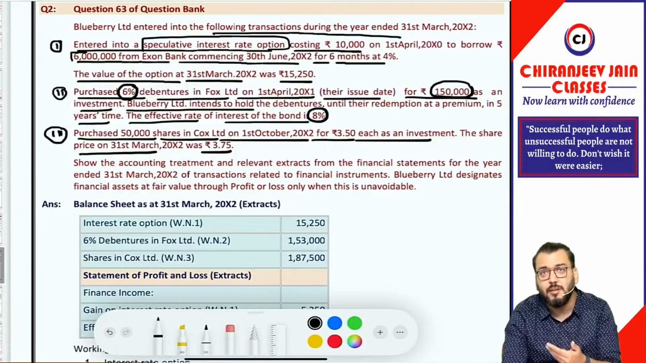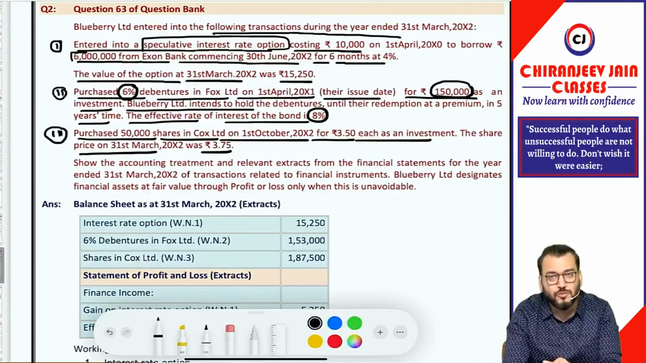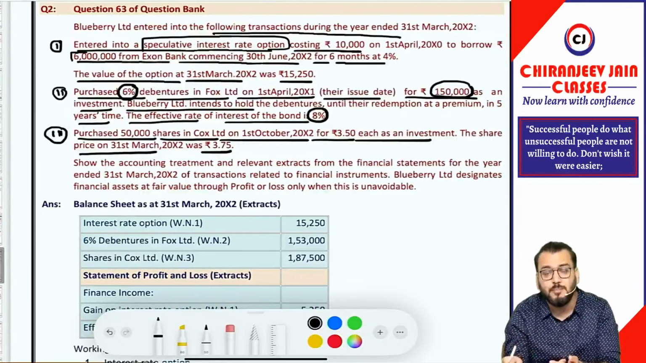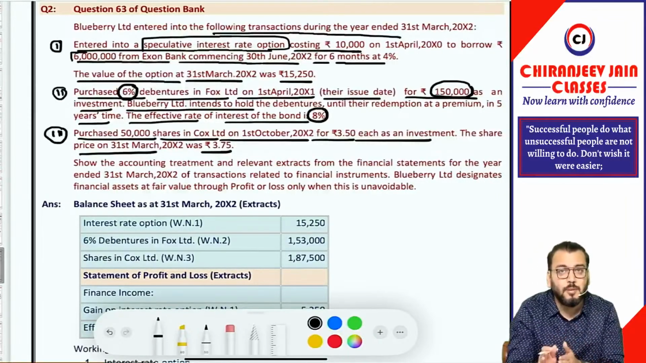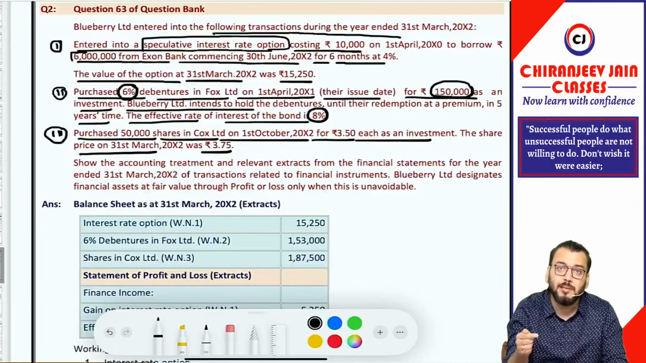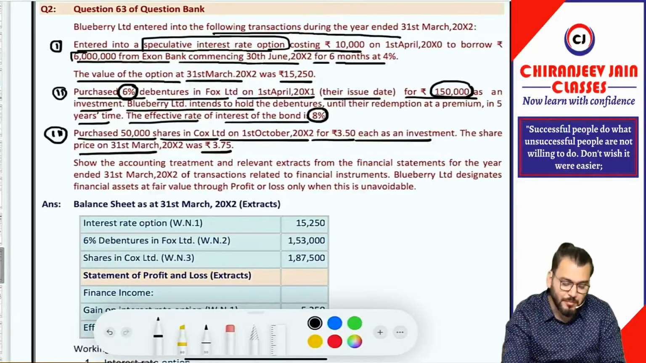An option has been given that it can also be measured at FVTOCI without recycling, and the entity may also opt for FVTPL. Means if it is not held for the purpose of trading, the entity may opt for either FVTOCI or FVTPL. If it is FVTOCI, it will be without recycling. I hope you remember. So what is given?